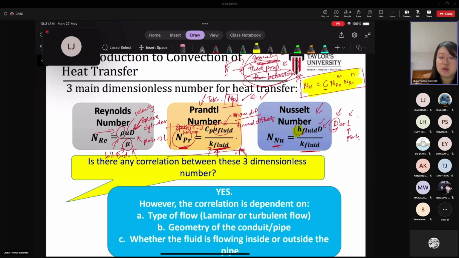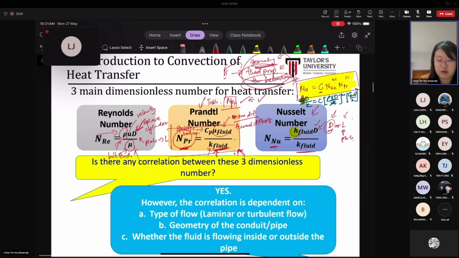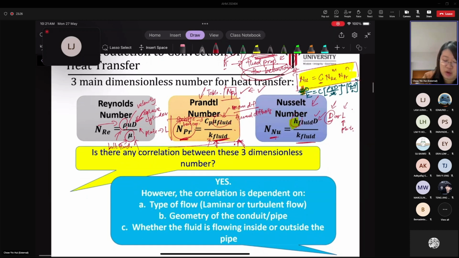All right, so here you can see your Nusselt number is hd over k, for example. Your Reynolds number is rho v d over mu, to the power of m, multiplied by the Prandtl number, Cp mu over k. Now, this is how the convective heat transfer coefficient, the H value, is related to the geometry, to the fluid properties, and the flow behavior. All right, which is what I mentioned just now.